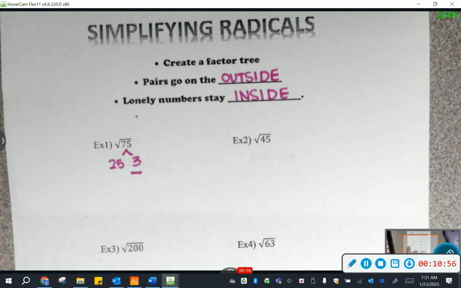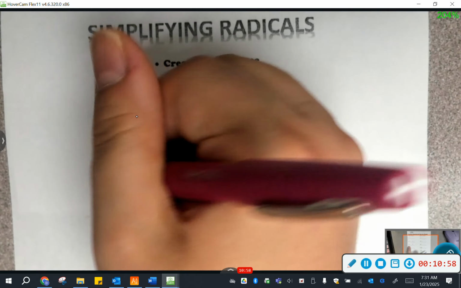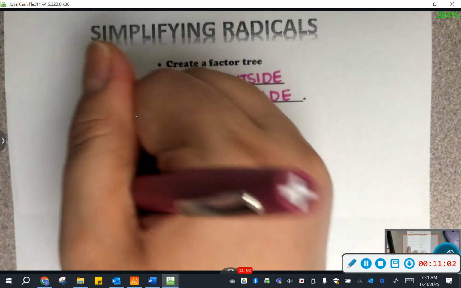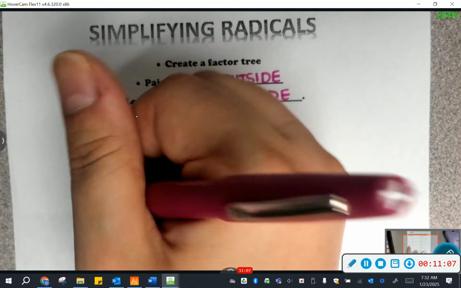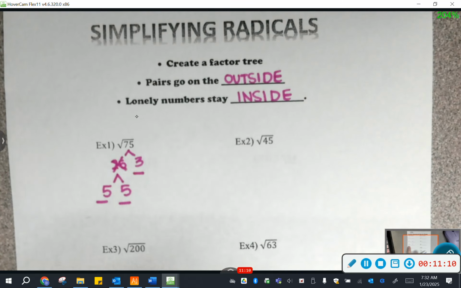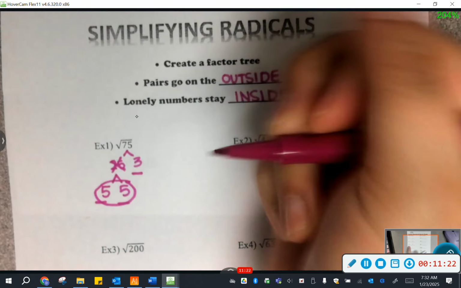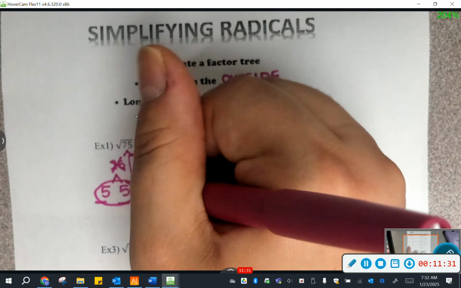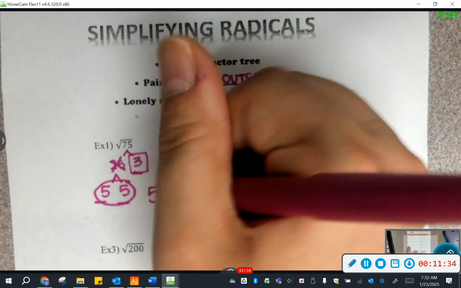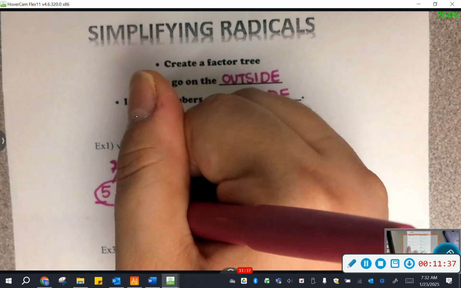What about 25? Is 25 prime, or can I keep going? How can I keep going? 5 times 5. Can I keep going with 5? No, so underline them. And I'm going to X out 25 because we used it, we're done with it. Do you see any pairs? Please circle the pairs and box the one that's by itself. So my answer is, I have a pair of what? 5s. And who's all by themselves? 3. So my answer is 5 square root of 3.